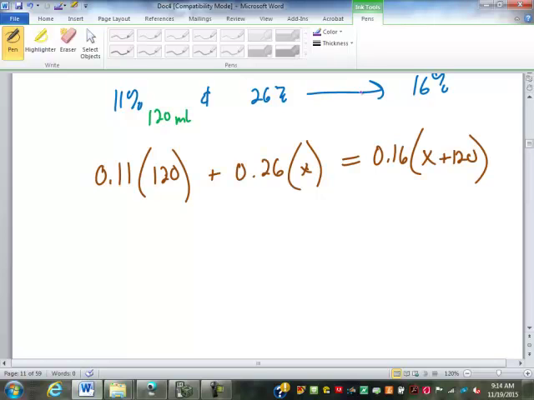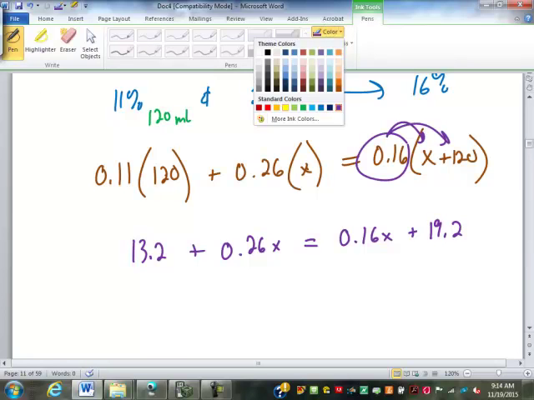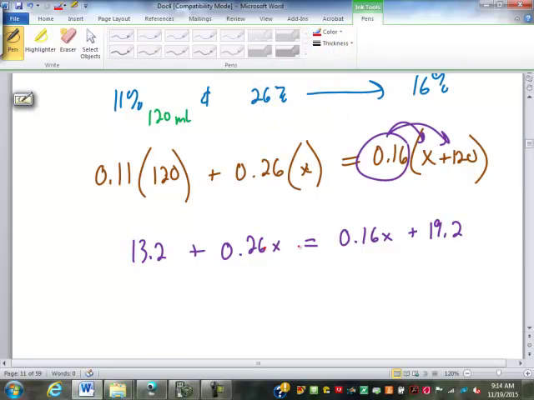Right. So 0.11 times 120 is 13.2. And this is 0.26x equals, so we've got to multiply through the parentheses, 0.16x, then 0.16 times 120 is, what, 19.2? And now we have to solve. We have an x on each side, so I'm going to get rid of the smaller one. I'm going to subtract 0.16x. So now I have 13.2 plus 0.1x equals 19.2.